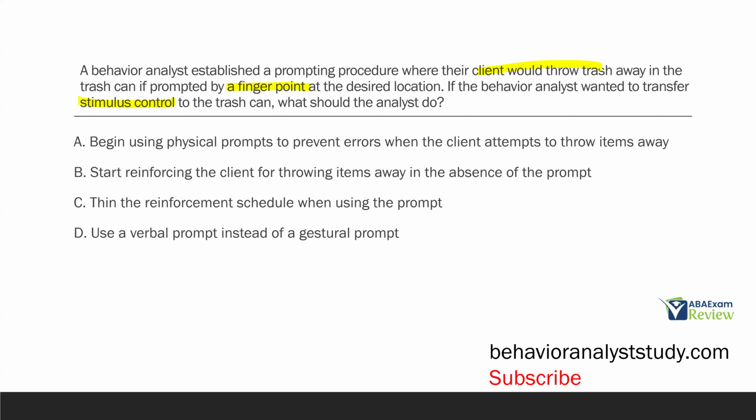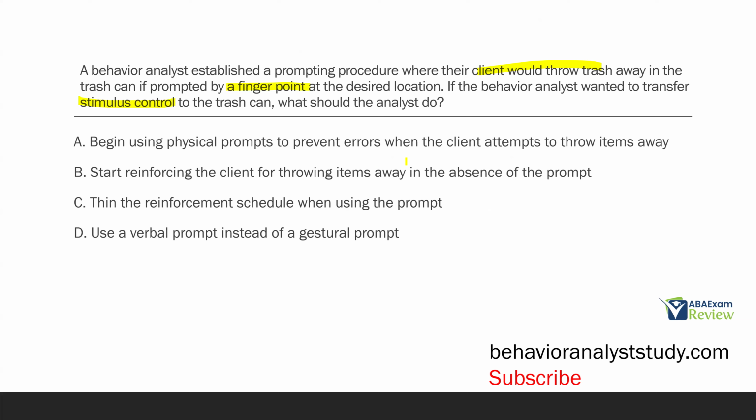And the way we need to get there is by fading or transferring control from the prompt to the trash can itself. So how do we go about doing that? How do we transfer control from the prompt to the trash can? A, begin using physical prompts to prevent errors when the client attempts to throw items away. The last thing you want to do is use a more intrusive prompt because now you're going to work even harder to have to fade that prompt out. We're already at a pretty unintrusive prompt with the finger point, so you don't want to go deeper into the prompt hierarchy by using physical prompts.